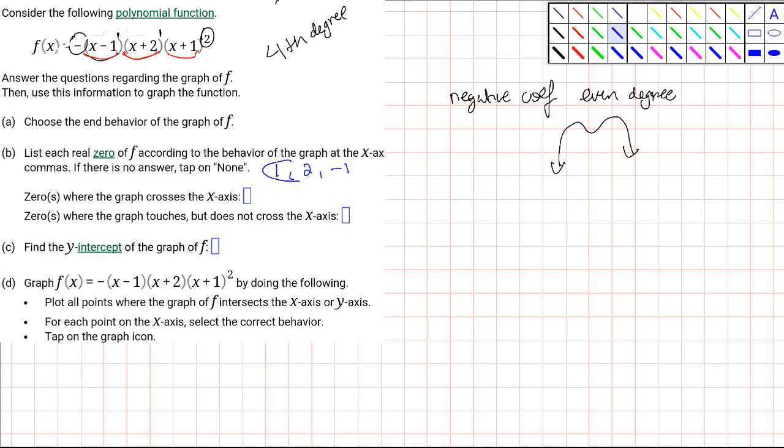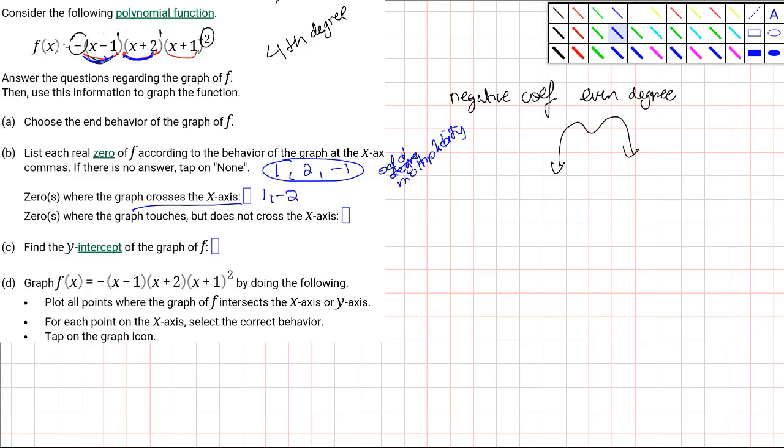But you have to be careful about those. A zero crosses the x-axis only if it has odd multiplicity. This one has an odd multiplicity, and this one has an odd multiplicity. Therefore, the graph crosses the x-axis at those points. So for this question, you would write 1 and negative 2.